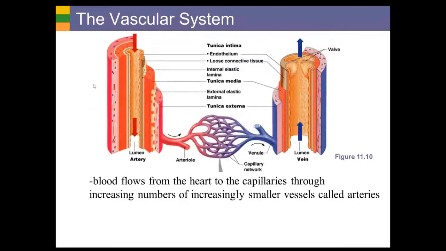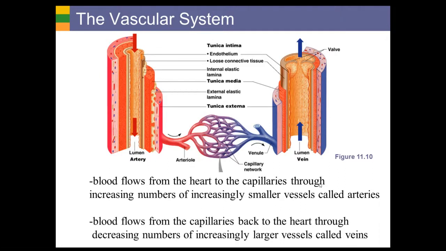Okay, so this figure here is from your book, and what it basically shows you is an artery on the left, a vein here on the right, and capillaries here in the middle. I want to focus on the artery and the vein. The anatomy of the artery and vein reflects their physiology, their function. The wall of an artery and a vein are composed of three tunics: the tunica intima, media, and externa.